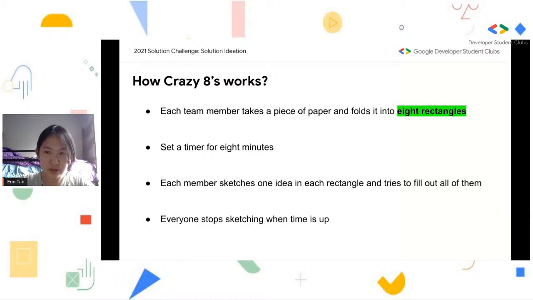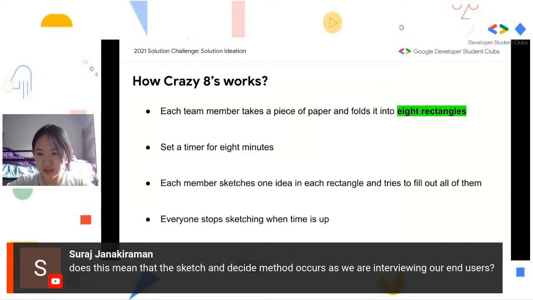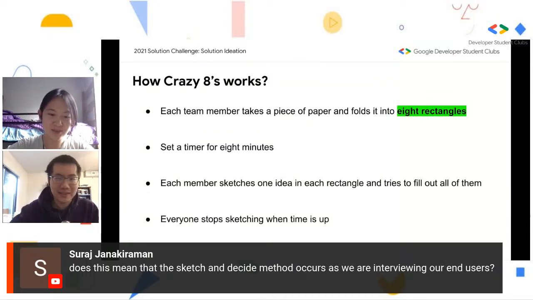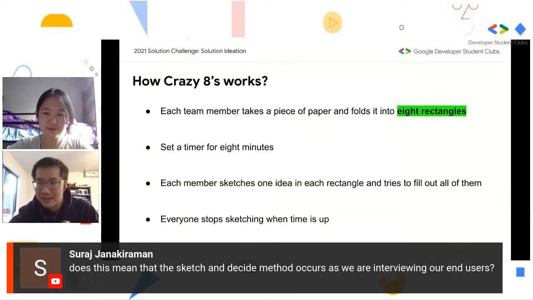I see we have a question here. I believe Li Yun is back, so can you answer this question? Yeah, sure. So the question is: does this mean that the sketch and the design method occur as we are interviewing our end users?